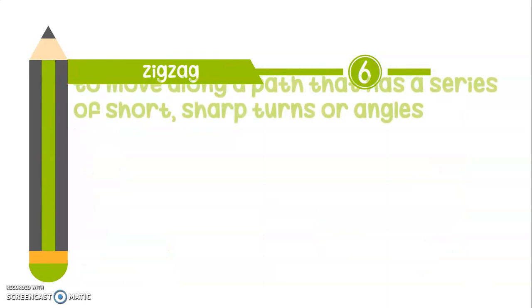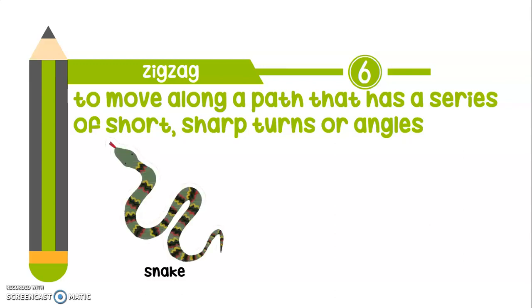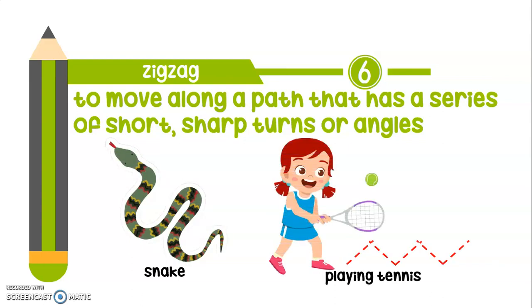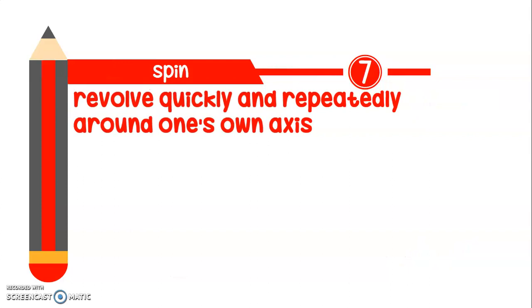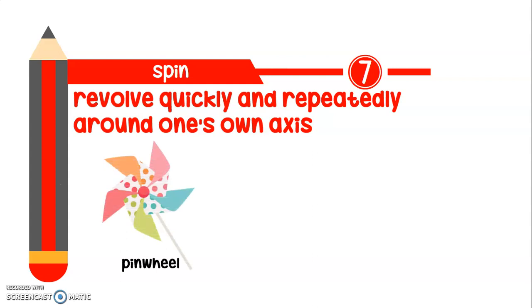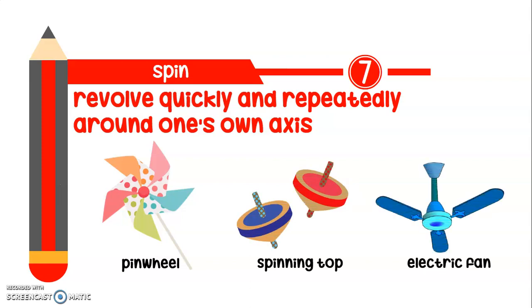And then zigzag means to move along a path that has a series of short, sharp turns or angles. For example, how the snake moves can be a zigzag motion. And when you're playing tennis, you do the zigzag motion too. And then spin means to revolve quickly and repeatedly around one's own axis. For example, when you blow the pinwheel, and when you play with the spinning top and the electric fan.